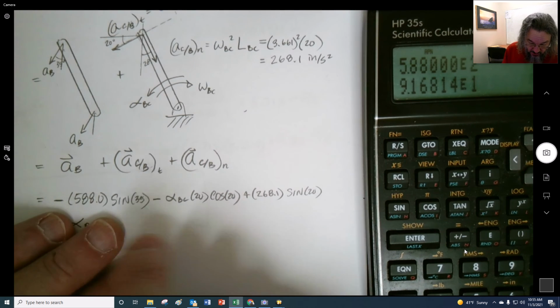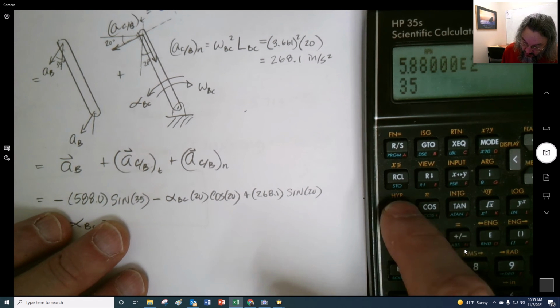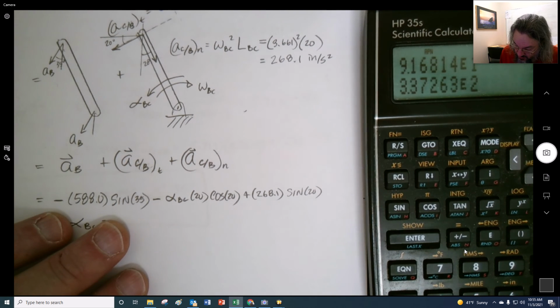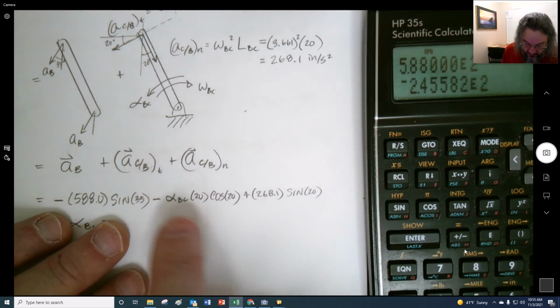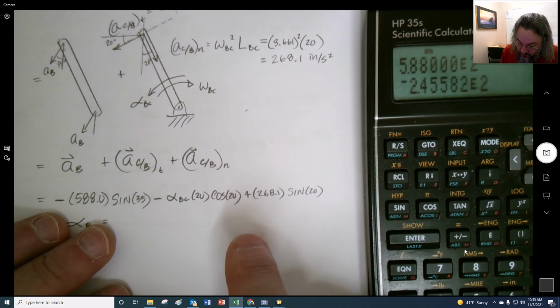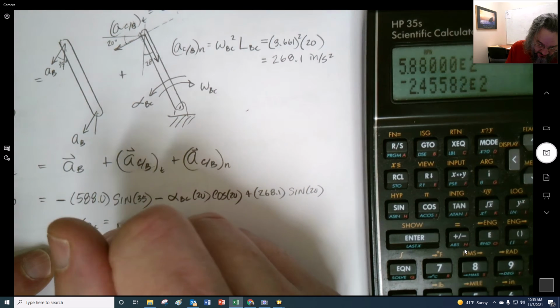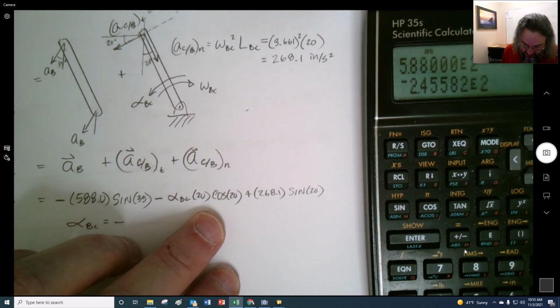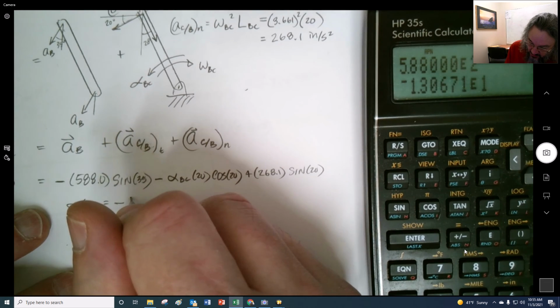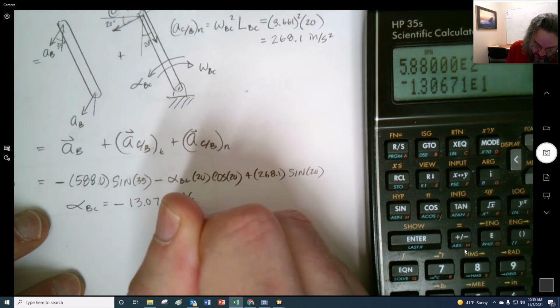Okay, so this is negative, so it's 588 and 35 sine times, and I'm going to subtract it out. So I get negative on this side right here. So I get a total of negative 245.6. I'm going to bring that on the other side, but I'm going to get a negative here. So I get a negative answer, and I divide the other side by 20 and divide by the cosine of 20. And so I get a negative 13.07 radians per second squared.